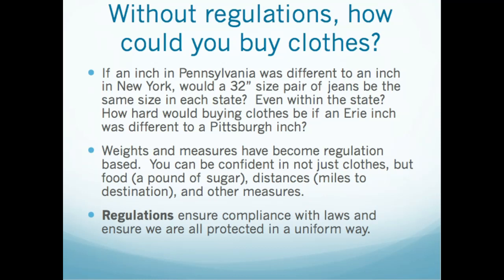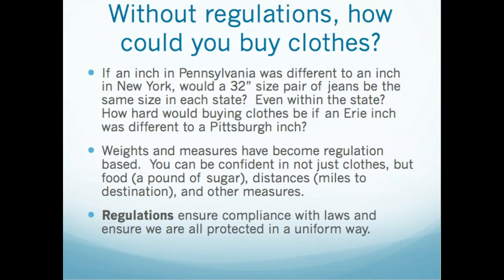Weights and measures are a great regulation-based example here. You know that when you buy a pound of sugar, you're buying 1 pound of sugar. It weighs 16 ounces, dry weight, right? When the sign says 100 miles to Philadelphia, then you know that you've got 100 miles to drive. You know at about 70 miles an hour, it's going to take you about an hour and a half to get there, and you can do your calculations.